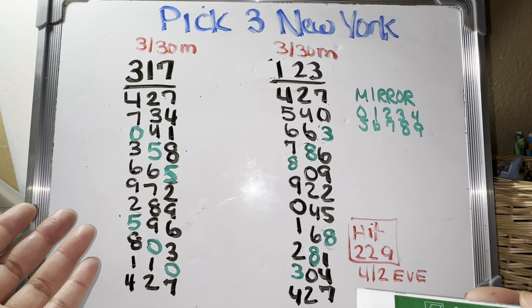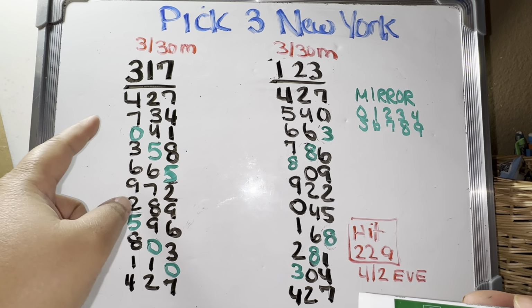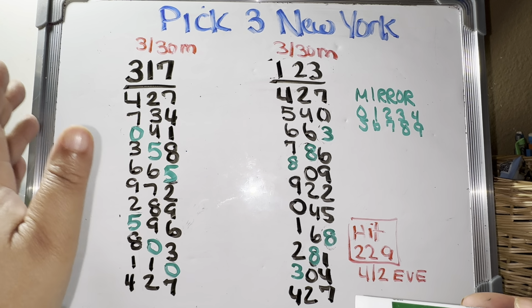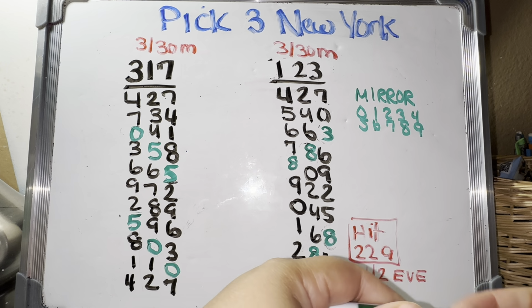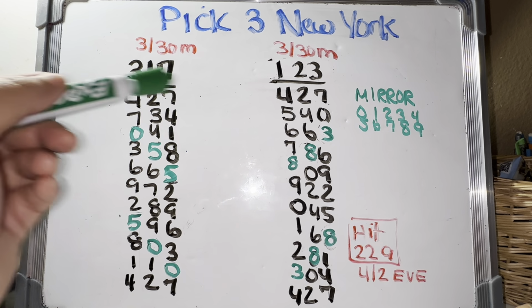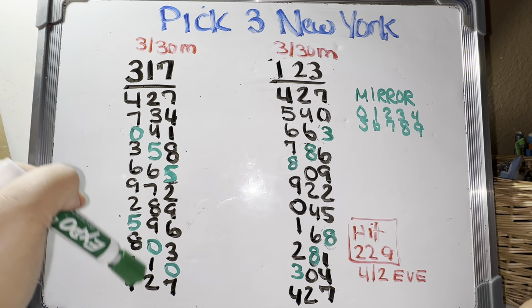New York had a hit on March 30th, midday, 427. I put it into a 317 rundown. Now, if you're new, maybe you don't know how to count them out. It's very simple. You put in your last hit, we're using 427, and then we add each of these numbers down the columns.